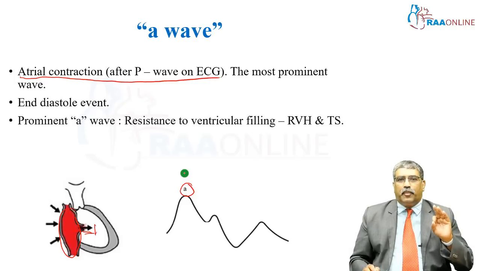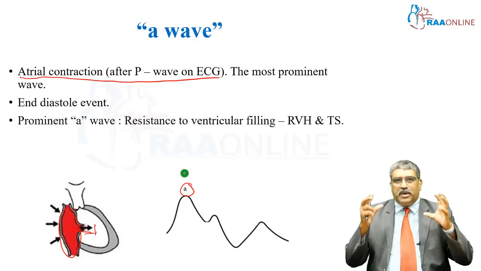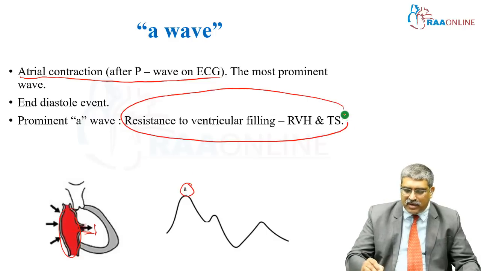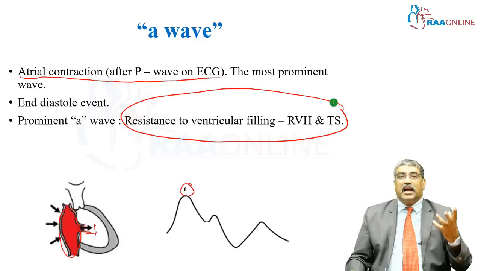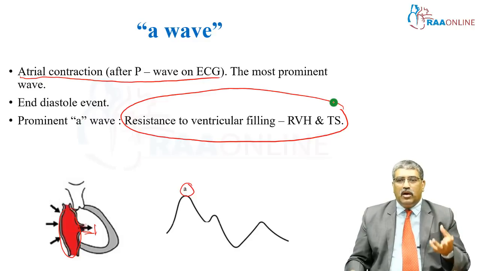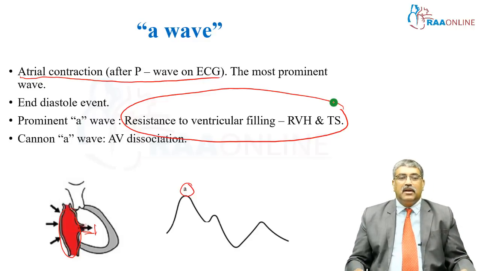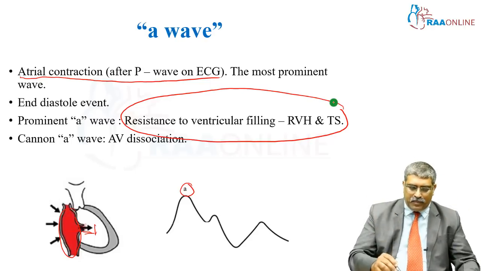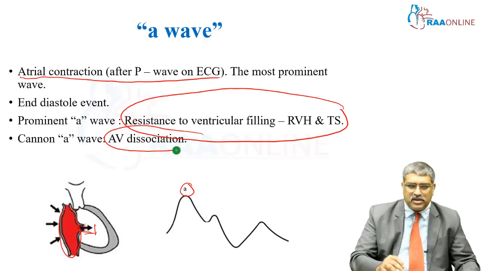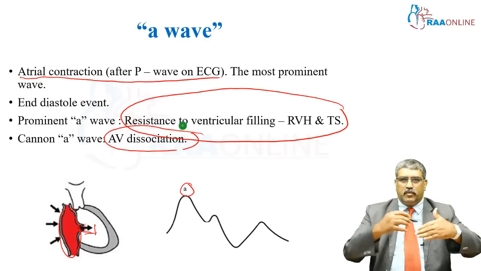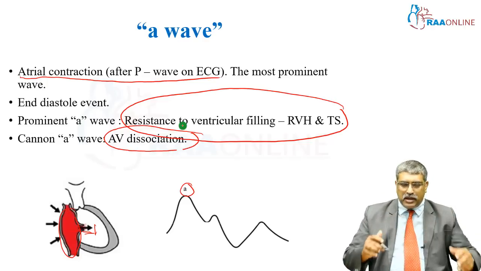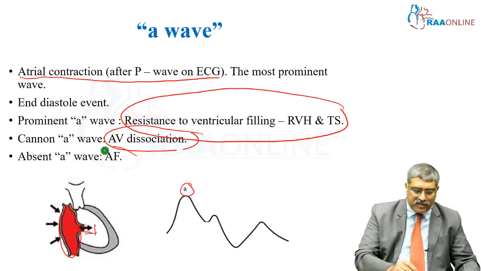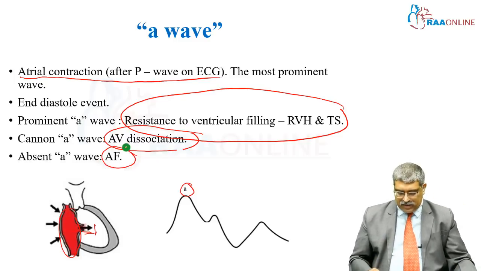The A wave becomes very prominent when there is resistance to right ventricle filling, which can happen with right ventricular hypertrophy or tricuspid stenosis. Cannon A waves, large A waves, can happen with AV dissociation, where there is no synchrony between the atrium and the ventricle, or the A wave can be absent, which happens with atrial fibrillation.